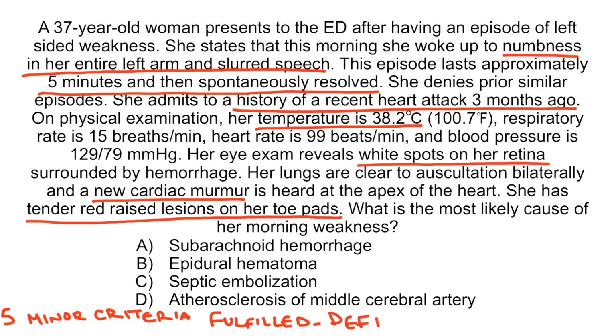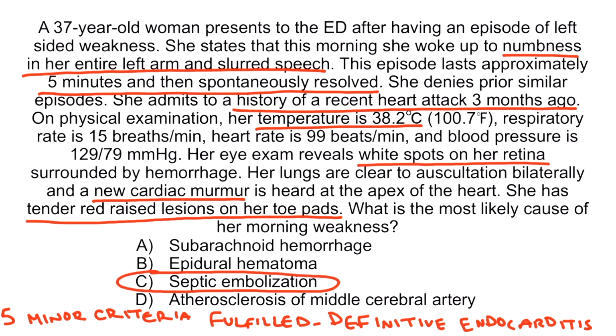In some instances, the vegetations developed in infective endocarditis can embolize and lead to ischemic strokes or transient ischemic attacks. Therefore, the correct answer is C, septic embolization. Let's discuss why other answer choices are incorrect.